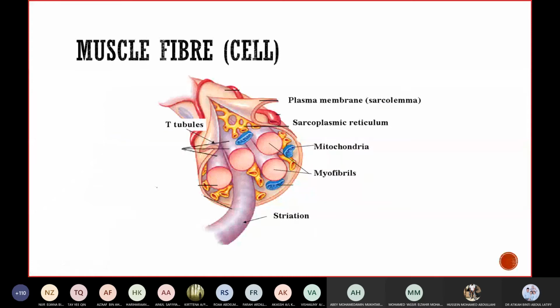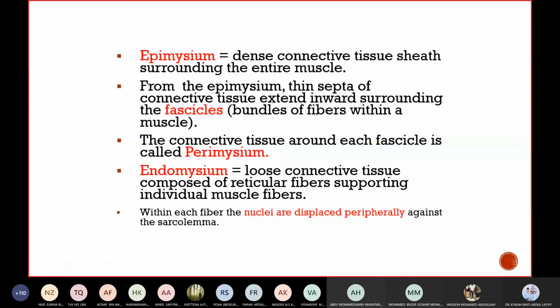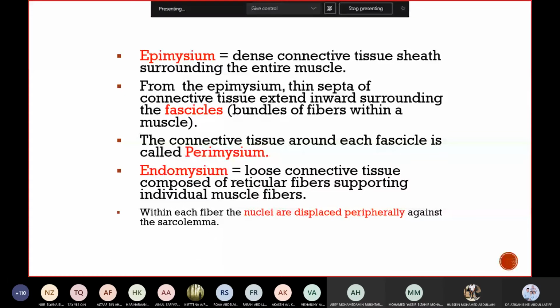Okay, so if you focus on one muscle fiber or muscle cell, you will see it has its own plasma membrane, which is called the sarcolemma, its own endoplasmic reticulum, which is the sarcoplasmic reticulum, mitochondria, and myofibrils. Okay, it has these T tubules, which we will talk about in a second. So it is also covered by epimysium, perimysium, and endomysium.